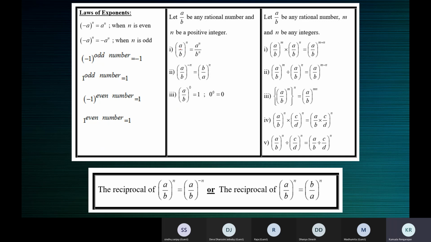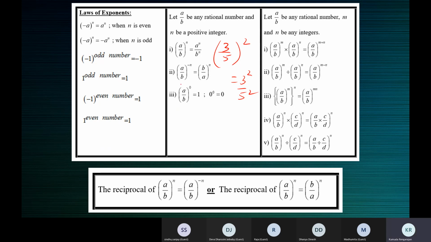So here it is, (a/b)^n. That is, if you have (3/5) the whole square, it's the same as 3 square by 5 square. (3/5)^2. (a/b)^n is equal to a^n by b^n. 3 square by 5 square.